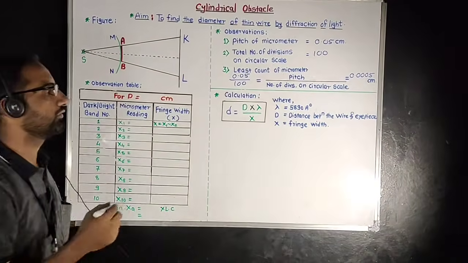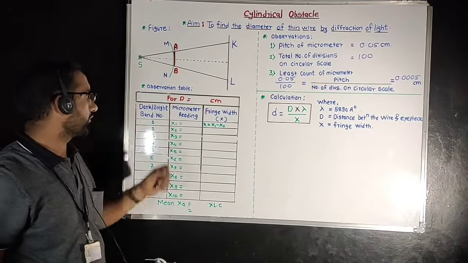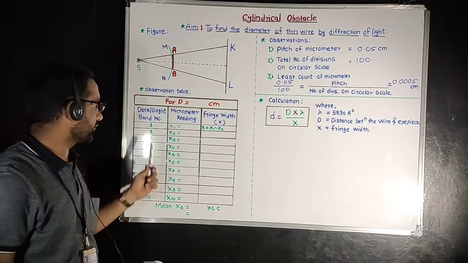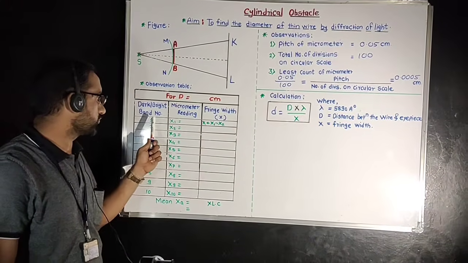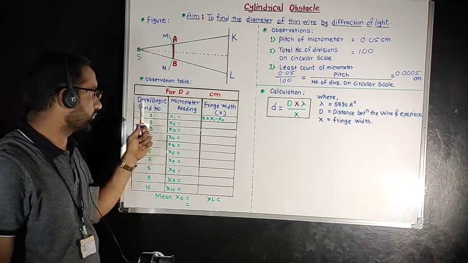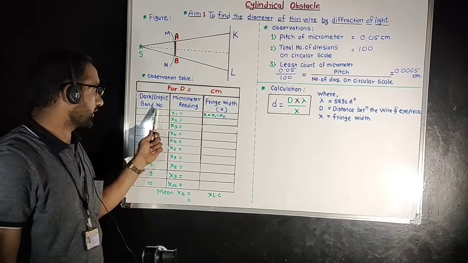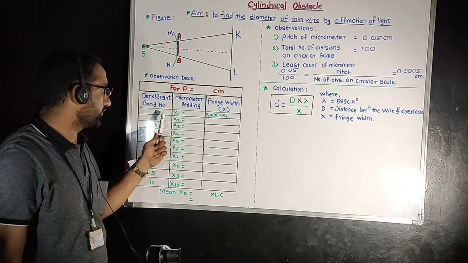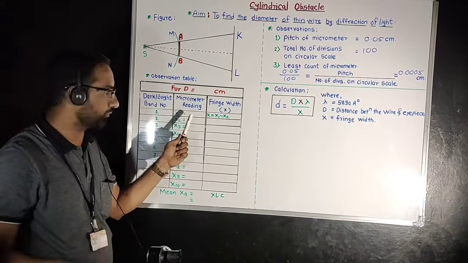So this is the pitch, and after that we have to take the reading for the diffraction pattern in which we observe either bright bands or dark bands. Initially we have to adjust the cross wire in that eyepiece exactly at one side of the dark band, and when we adjust at one dark band at one side, it will be treated as one, and we have to take the reading in that micrometer.